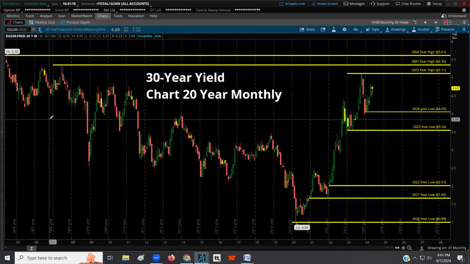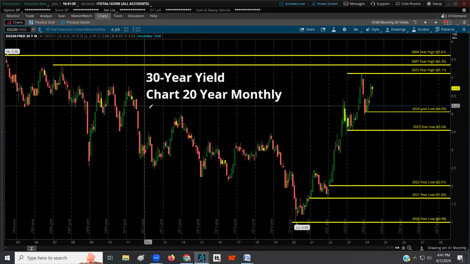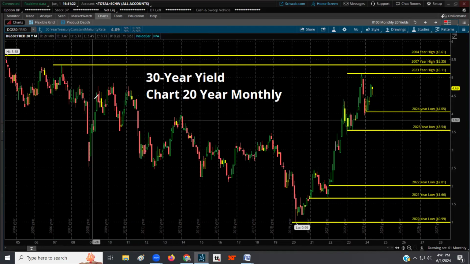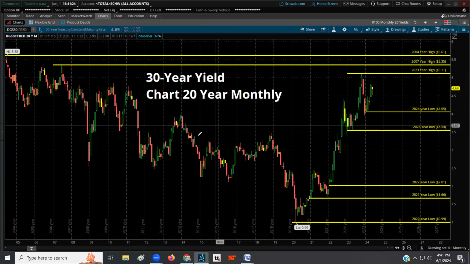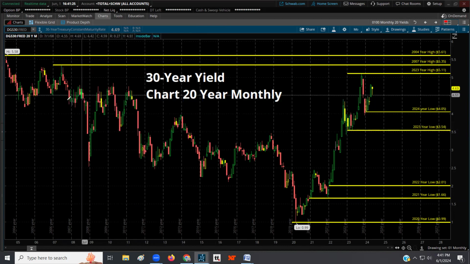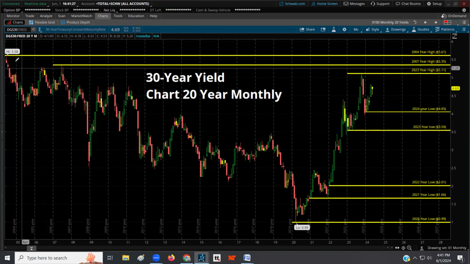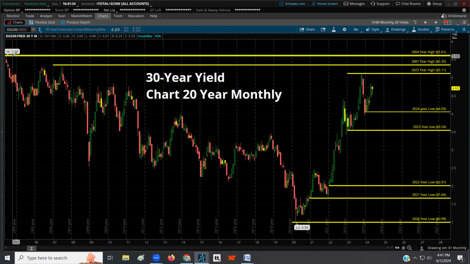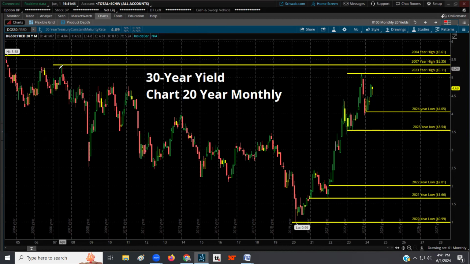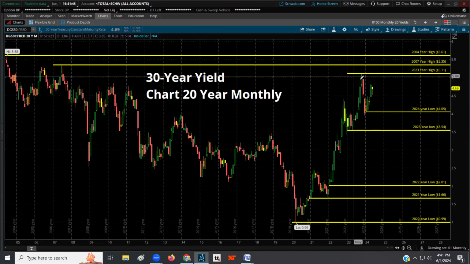Here first at the 30-year yield, and the chart is a 20-year monthly. It's a lot of history. So look at the 20 years here, the yield reflects the interest rates. Look at here on the top left. We're not even at the all-time high. Don't let someone continue to tell you misinformation. No, we're not. This is back in 2004, 2007. And that was last year.